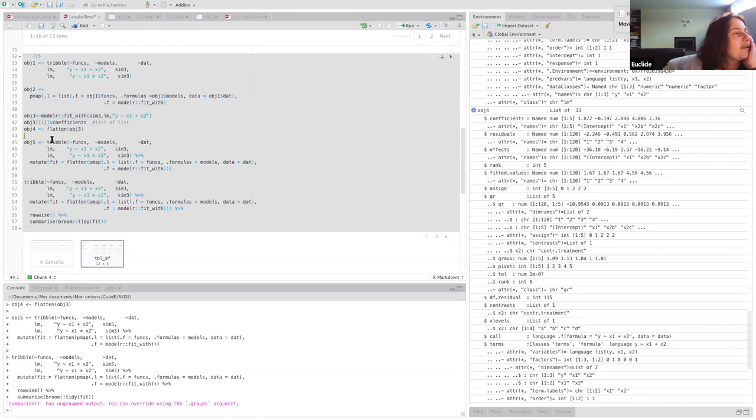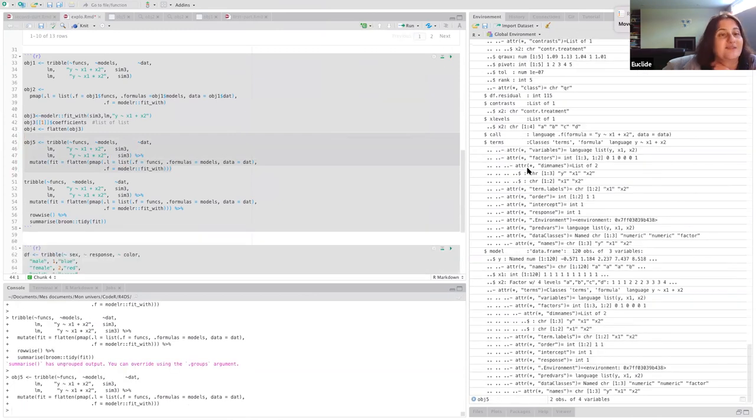So now if we go to object five, now we have the triple at the beginning. What we are going to do is flatten. This one will be a list of all the LM for the two models, and we are going to flatten this and mutate it into a fit. So we are going to see what it does.